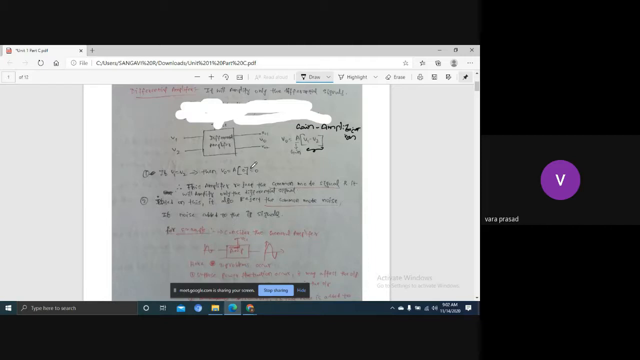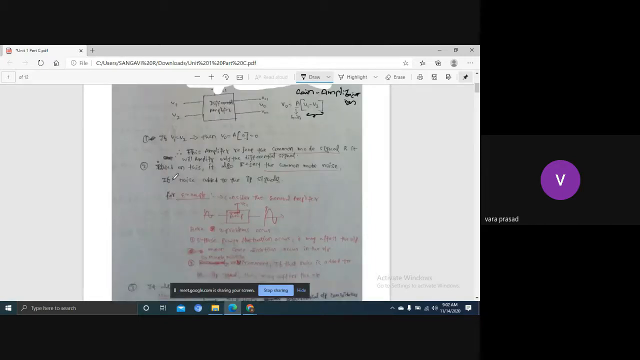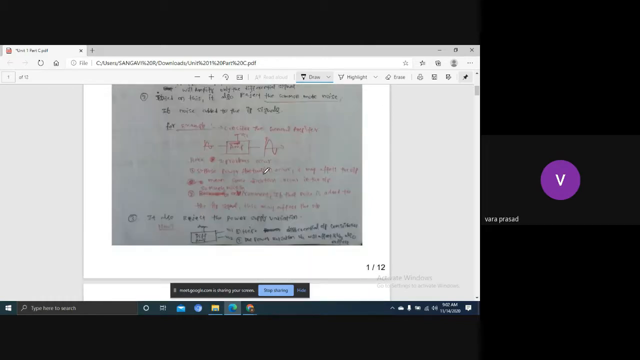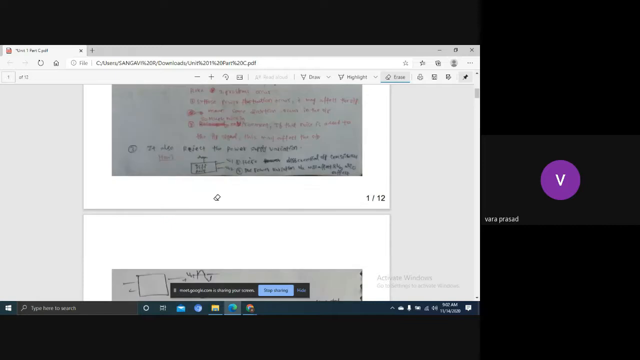Now see here, based on this circuit, it also rejects common mode noise if noise is added to the input signal. Here I give an example. Consider a general amplifier. In a general amplifier, two problems occur. One is power fluctuation. Another is noise, as there is so much noise in the environment. If power fluctuation is common in the V1 and V2 signals, it is definitely going to be rejected also. This is a very important property of the differential amplifier.